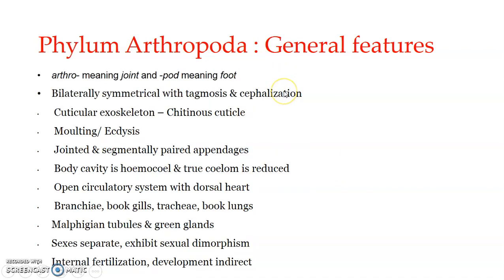Regarding cephalization, you can see a definite head region and what we call the supraesophageal ganglion, which forms the brain. So well-developed cephalization can be found here. Then the body is covered by an exoskeleton formed of chitinous cuticle. The cuticular exoskeleton is mainly made up of chitin, and chitin is actually a polymer of N-acetylglucosamine, NAG. It is a carbohydrate, and it is unique to arthropods in the animal kingdom.